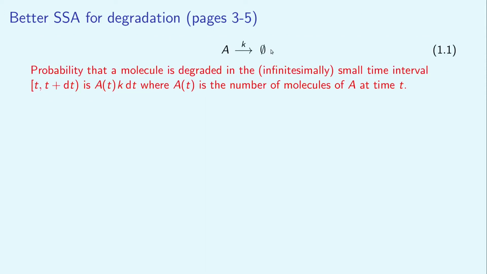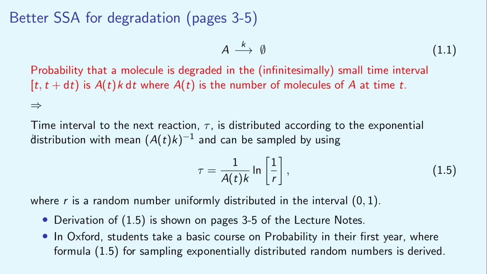To do that, let us return back to our definition of the chemical reaction 1.1. We postulate that the probability that a molecule is degraded in time interval t, t plus dt is equal to k A(t) dt. Consequently, the time interval to the next reaction, tau, is distributed according to the exponential distribution with mean 1 over k A(t), and can be sampled by using this formula. Tau is equal to 1 over the mean of the exponential distribution times logarithm of 1 over r, where r is a random number uniformly distributed in the interval (0, 1).